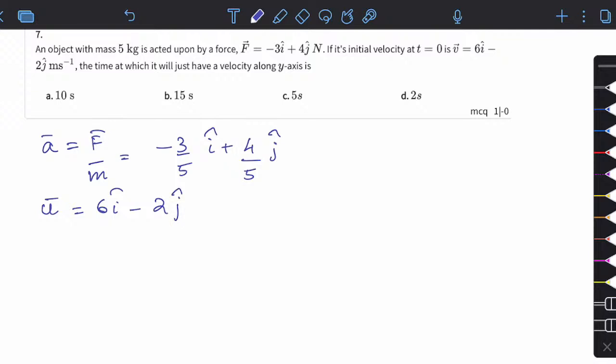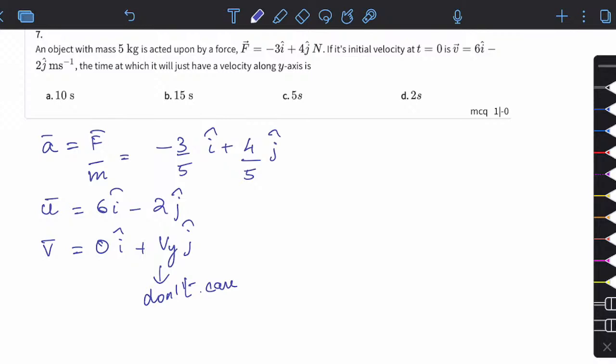Now, the time after which it will have a velocity along the y-axis. So if the velocity is along the y-axis, you want the final velocity to be only along the y-axis, that means we want its x component to be 0. The y component could be anything, we don't care. All we care is that the x component should be 0.